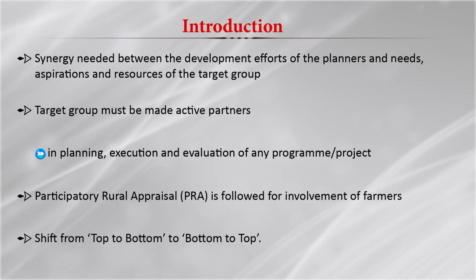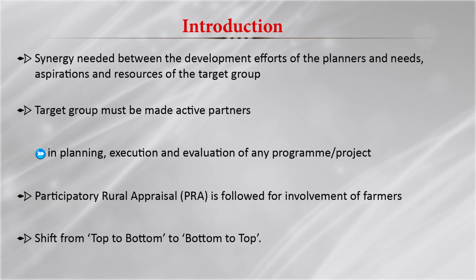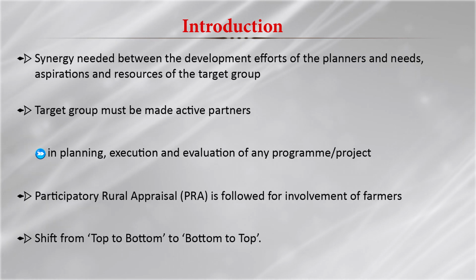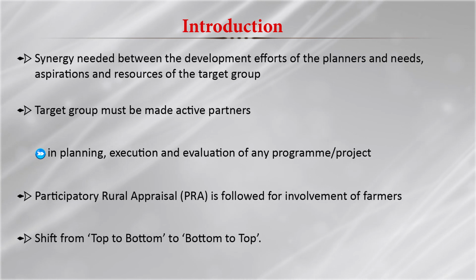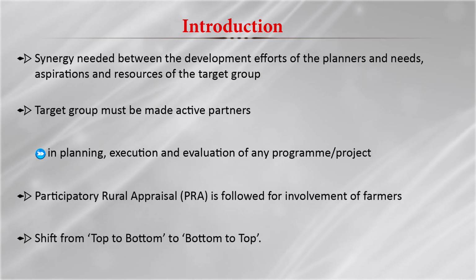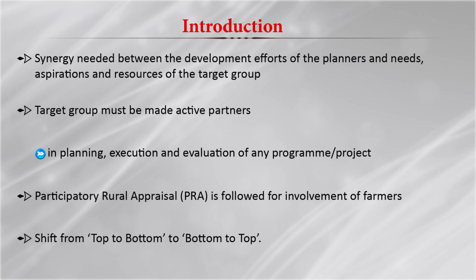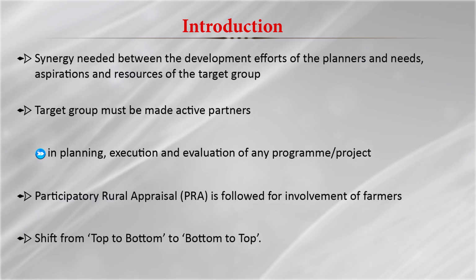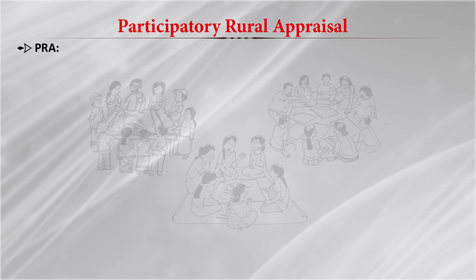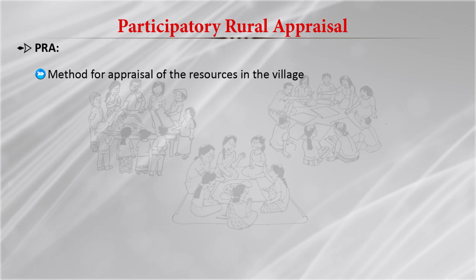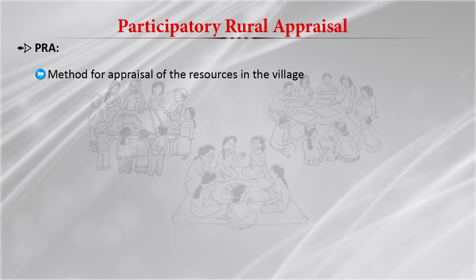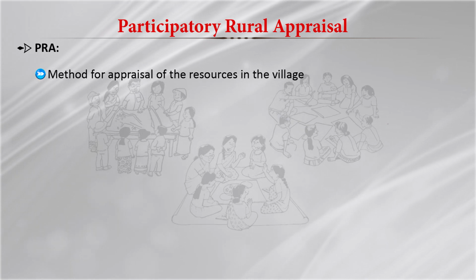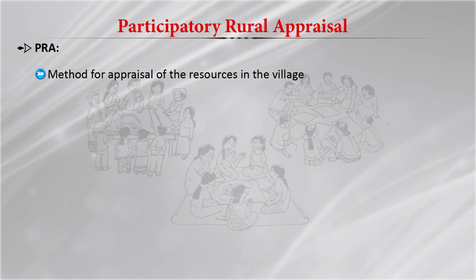But in this methodology, we start planning from the bottom and implement it at the bottom level. The necessary resources required from the central or state government are provided based on the needs assessment and the proper analysis of the local situation. PRA is a method for appraisal of the resources in the villages. What are the different resources available in the villages: the natural resources, water, land, the cropping patterns, the animals, all types of resources.